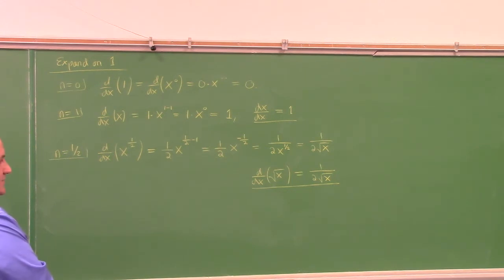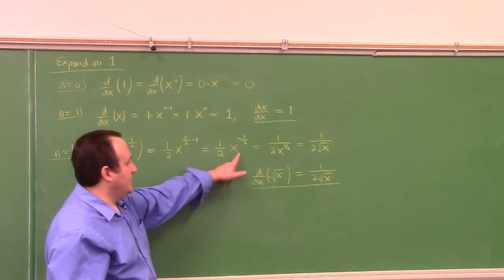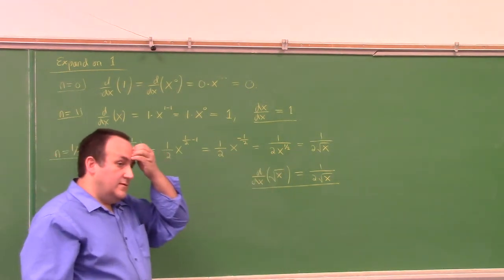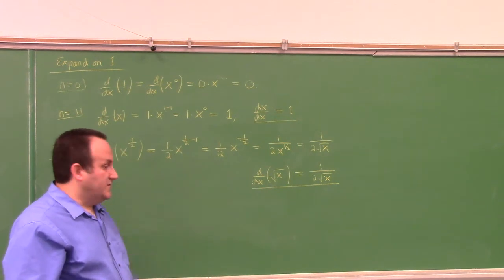Where did I take the negative? Well, this is a law of exponents. If I have a negative exponent upstairs, then I bring it downstairs, it makes it positive.